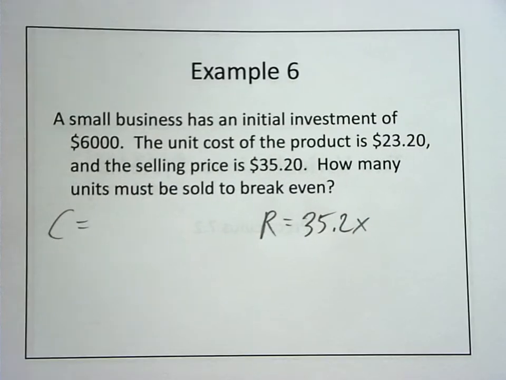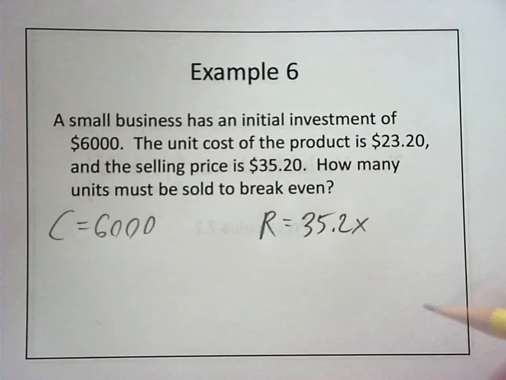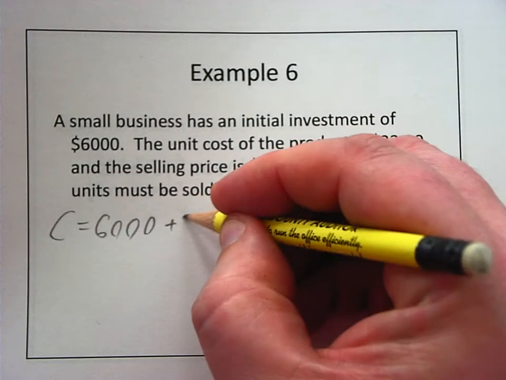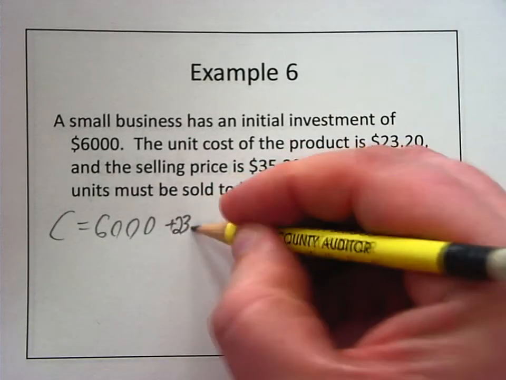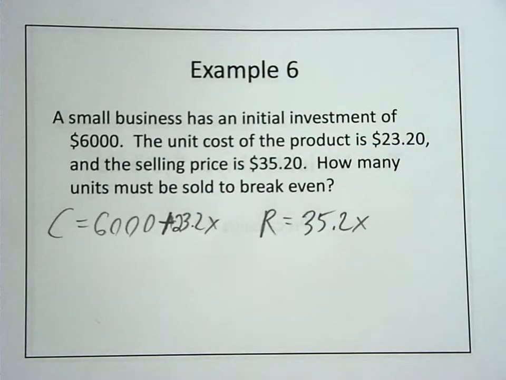Okay? Your cost is going to be what for that equation? 6,000, then what? Would be plus. Because the idea is this is how much total cost there is to produce those things. So it's going to be 6,000 basically to get all the machines ready to run. Then to actually stamp out whatever the product is, the amount of materials and the amount of labor going into making each one of those products is $23.20 each.